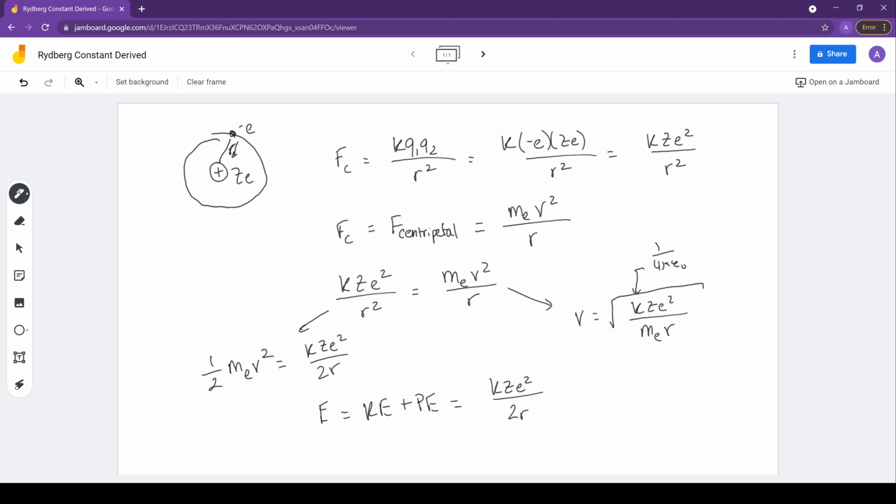And the potential energy is also given by Coulomb's law. And this is another thing that you might have seen in an intro physics class, but I'll just tell you what the equation is here.